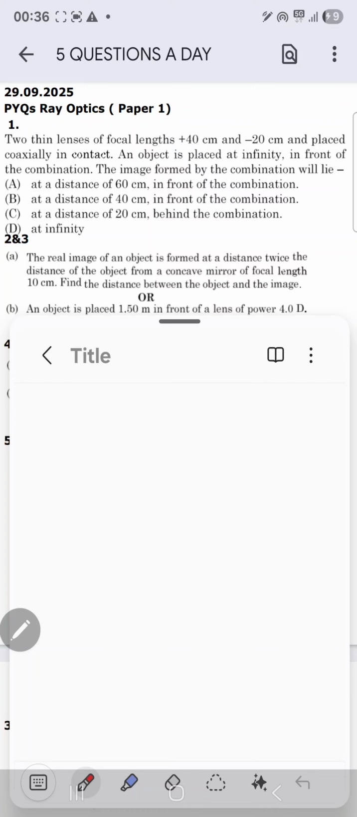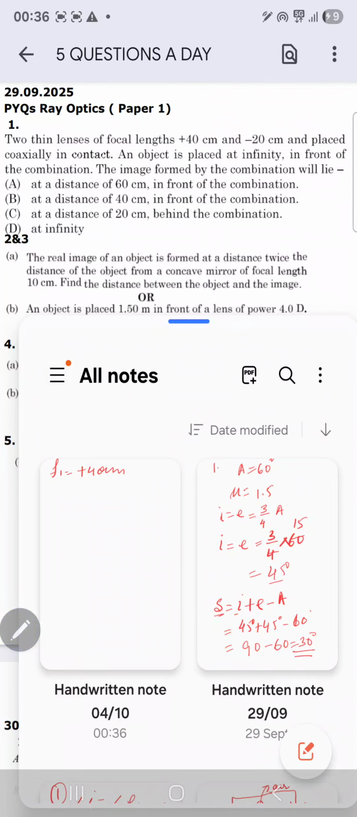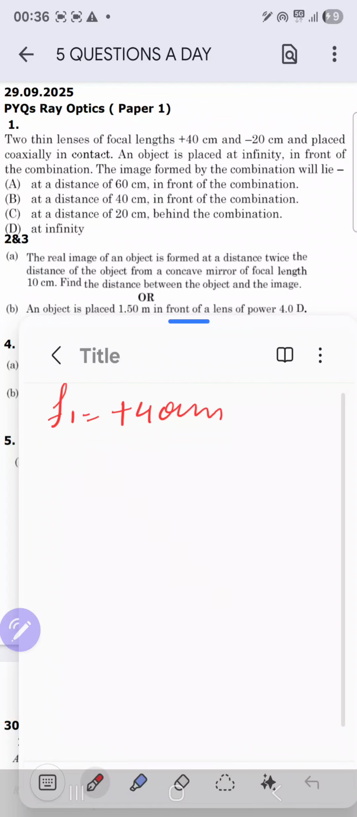in contact. An object is placed at infinity in front of the combination, and we have to find out the position of the image here. So what is given here? We are having two thin lenses, whose focal lengths are given as one is plus 40 centimeter and second is minus 20 centimeter.